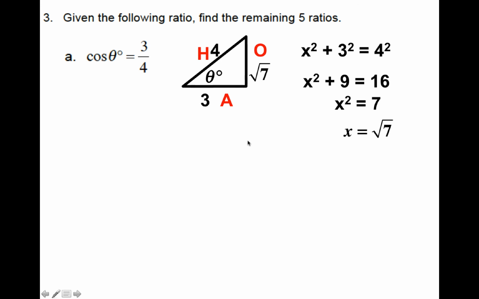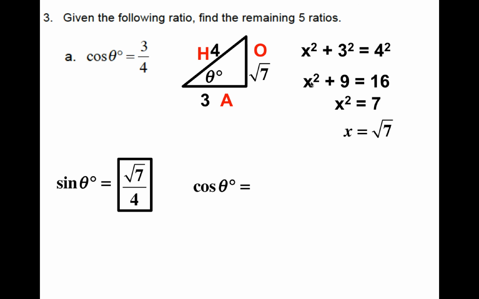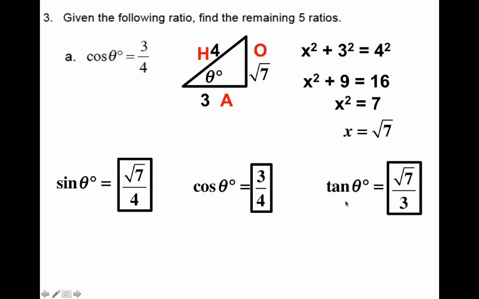So now we can find the remaining ratios. The sine ratio is SOH, O over H, so this is the square root of 7 over 4. Cosine is CAH, A over H. That gives me 3 over 4. Tangent is TOA, O over A, so it's the square root of 7 over 3. And notice it's okay to have the square root on top, it's just not okay on the bottom. So that's why these are okay.